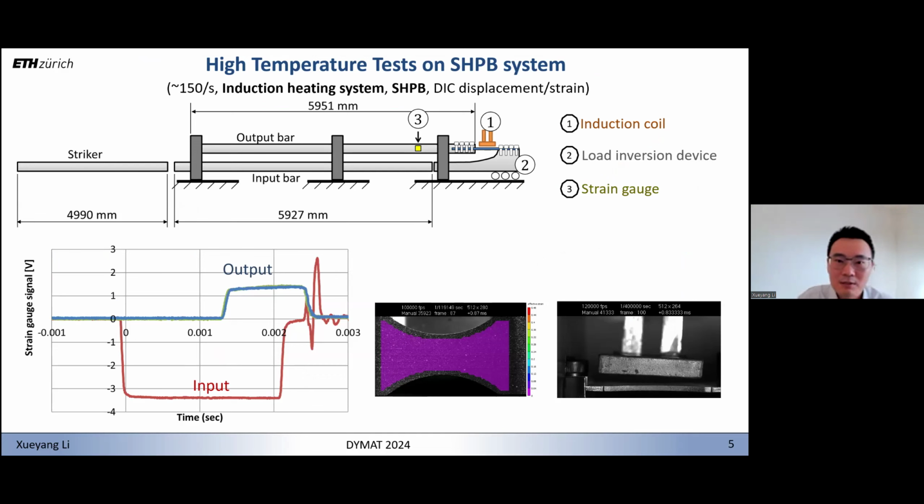For instance, here we use a SHPB system, a split Hopkinson pressure bar system. We use a very compact system where the striker would have a compressive loading on the input bar, and the load inversion device would convert the compressive loading into a tensile loading on our sheet metal specimen. We use an induction coil on the top of the specimen to heat the specimen to the target temperature. The reaction forces can be measured from the signal from the strain gauges taped to the output bar. This is a typical example of the signal we get. I would say it's on the cleaner side.